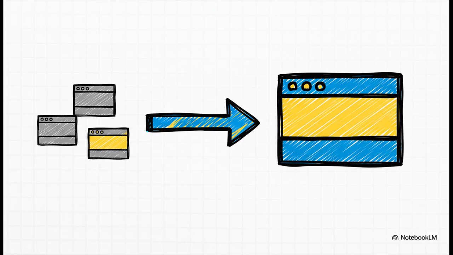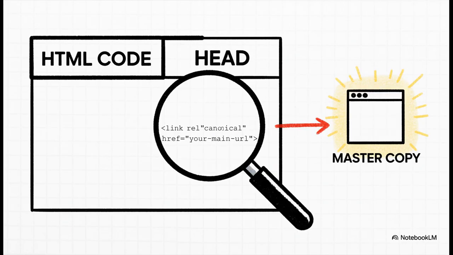Okay, next up is a slightly more technical fix, but trust me, it's a powerhouse for all those weird duplicate URLs created by filters and things. It's called a canonical tag. The best way to think about it is like you're putting up a giant neon sign for search engines that says, hey, out of all these similar pages, this is the master copy. Pay attention to this one. And this is what it looks like.